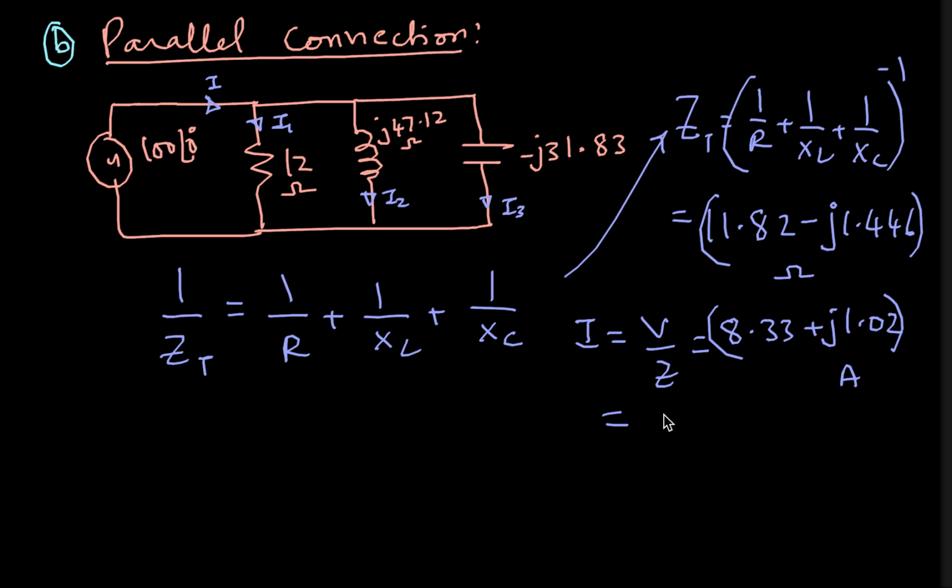So 8.395 is the magnitude of current in amperes, and 6.97 degrees is the angle of the current. So the angle of the current is positive, which means the circuit is capacitive.